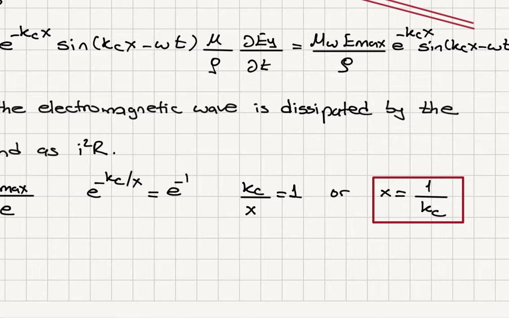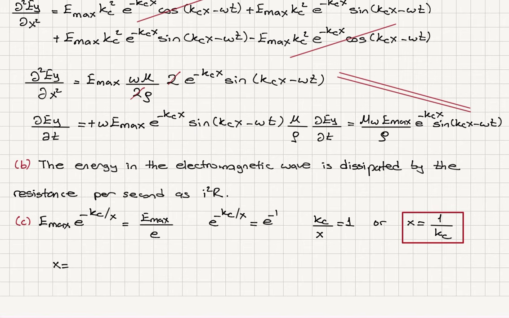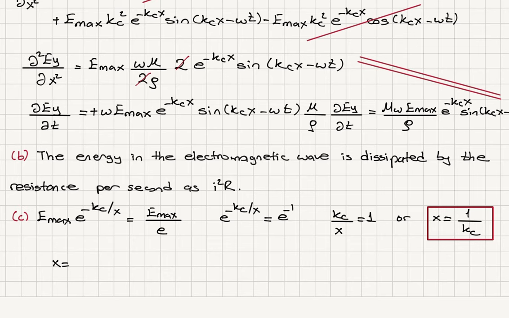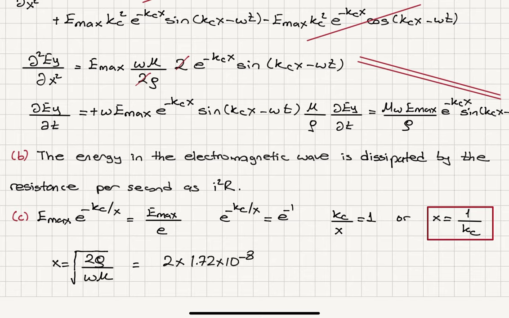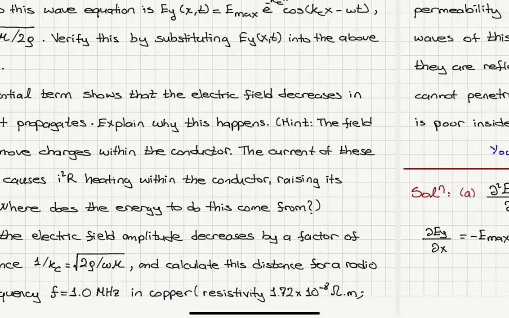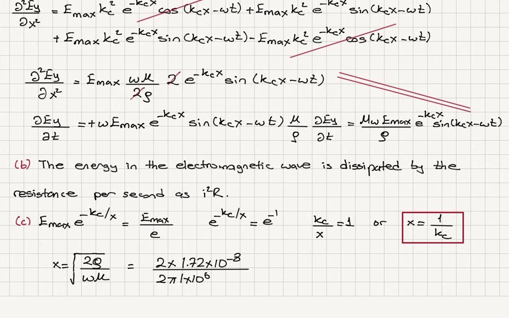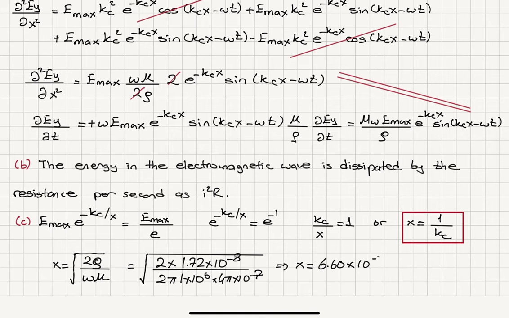Now, what is this x for copper? x is equal to the square root of 2 rho divided by omega mu. This is 2 times the resistivity of copper, 1.72 times 10 to the minus 8 ohm meter, divided by omega, the angular frequency, 2 pi times f, 1 times 10 to the 6 hertz, that was the given frequency, 1 megahertz. And then we have the permeability of free space, 4 pi times 10 to the minus 7. So if we take the square root of this, we obtain that x, the penetration depth, is 6.60 times 10 to the minus 5 meters.